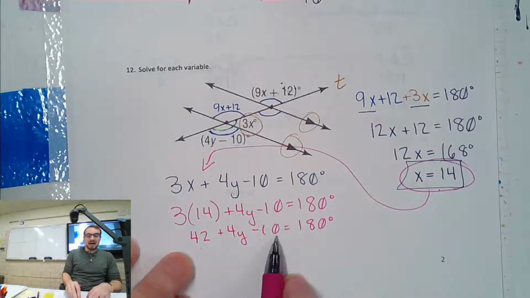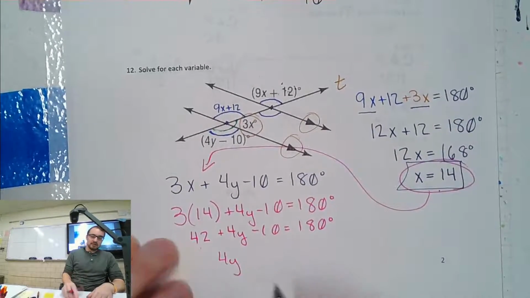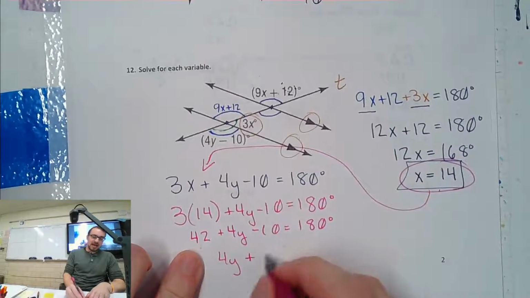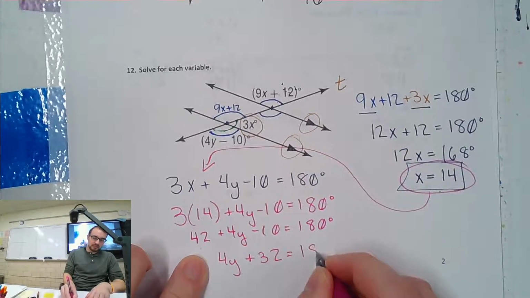So we got 42 minus 10 on the same side, so I'm just going to combine those. Is that cool? So that's going to be 4y. 42 minus 10, what's that? They're all on the same side. We don't have to add the 10. So it's 4y plus 32 equals 180.